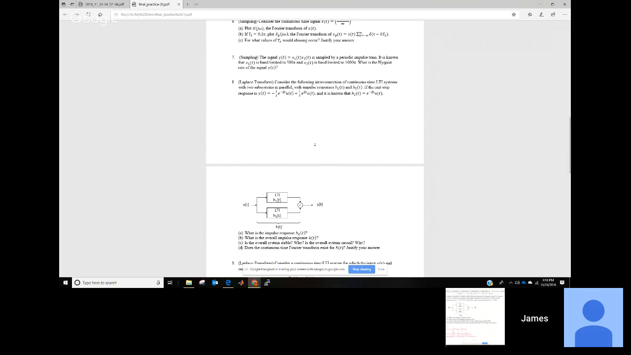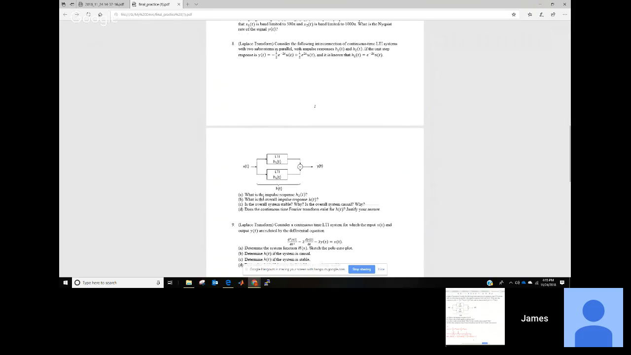All right, number 8. We're given this system here. Consider the following interconnected continuous time LTI system with the two subsystems in parallel with the impulse responses of h1 of t and h2 of t respectively. If the unit step response, we were given the output y of t, or if the unit step response is y of t, which is worded horribly, basically this is the output if the input is the unit step. And we also are given what h1 of t is.